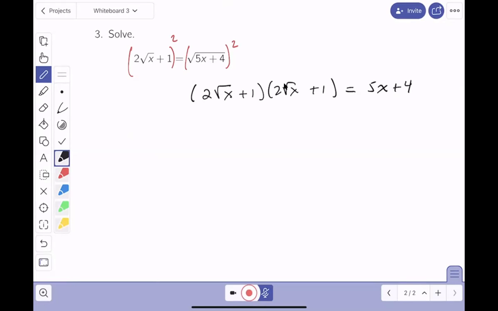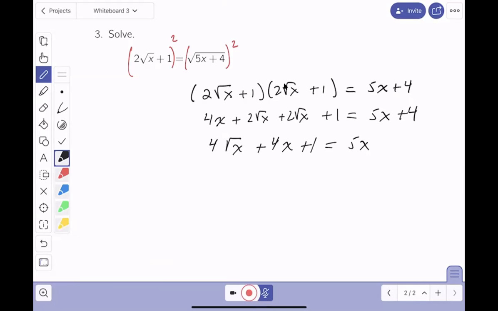All right. So what's the first product going to give me? 4x. Right? 4x. That's not so bad, right? Then what do you get? Plus 2 root x. Plus 2 root x. I know it's work. Plus 1. Well, I think you know my goal is to isolate the radical, but I got some work to do over here. This is 4 root x plus 4x plus 1 equals 5x plus 4.